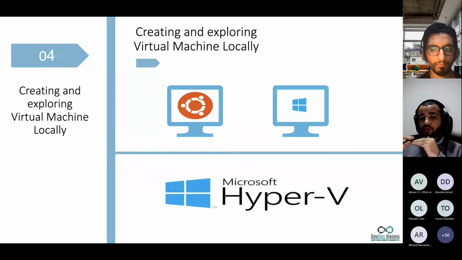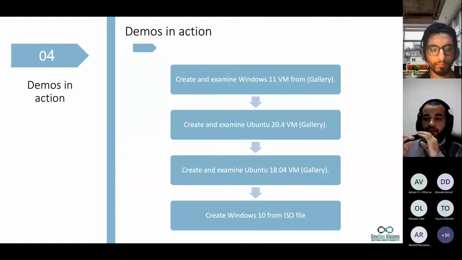So let's take it a step further and explore virtual machines. In the next demos, we will learn that we can create and explore virtual machines locally on your local machine. For example, we will take Windows. Hyper-V is a virtualization technology that can help you make virtual machines faster by providing a gallery with tons of images that you can build from quickly. In the first demo, we will examine a Windows 11 virtual machine from the gallery.